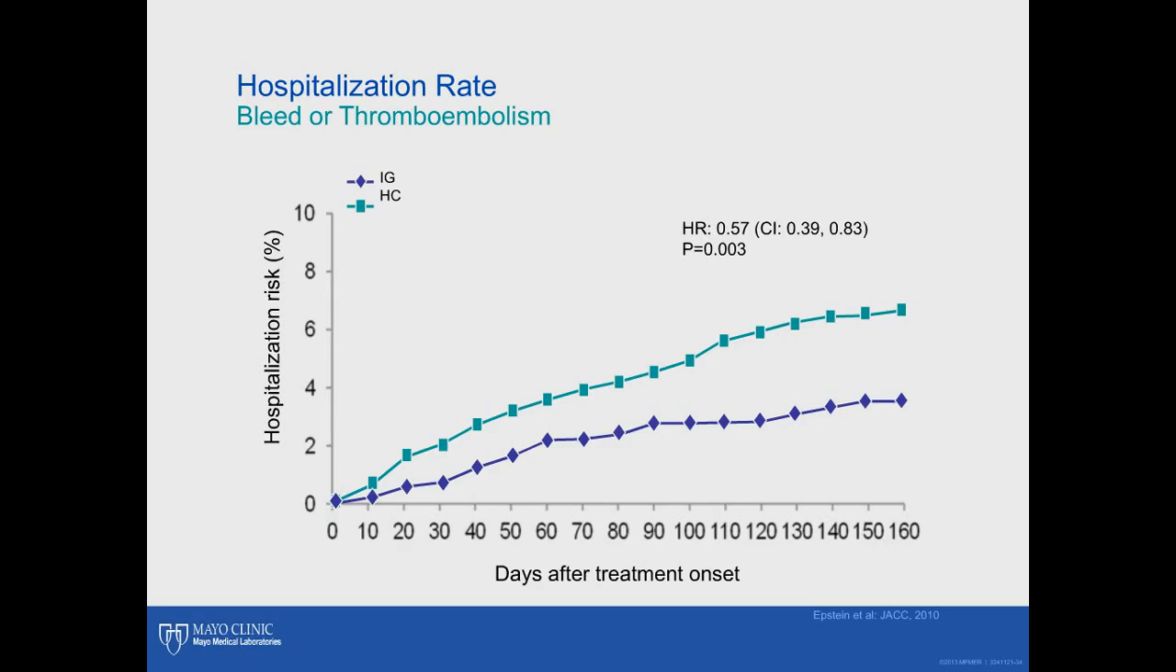If we consider hospitalization rates only for bleed or thromboembolism, at the end of 6 months, the patients who were treated without warfarin genotyping had a 6% hospitalization rate. So 6% of the patients ended up in the hospital. That number is consistent with many other reports for the hospitalization rate for patients on warfarin. For those patients that were treated with warfarin sensitivity genotype, the hospitalization rate was in the ballpark of 3%.